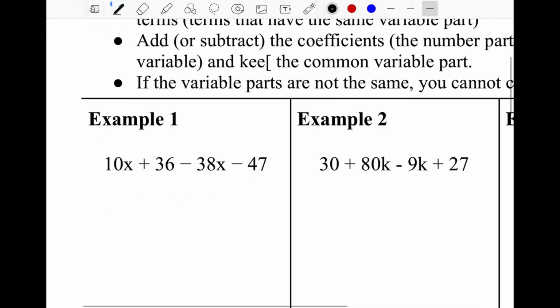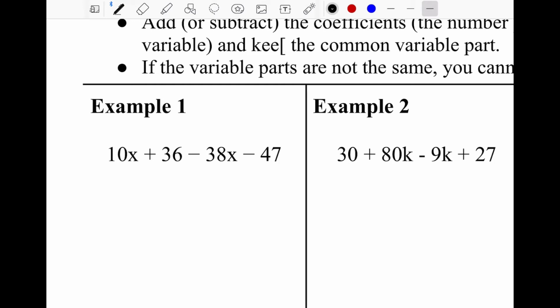The first example tells us that we've got 10x plus 36 minus 38x minus 47. So we're looking to combine like terms. This is an expression. If we're going to combine this expression, we're looking for things that are the same to combine together. Like 10x, we look for something else that has an x attached to it, which is this negative 38x. So we're going to come to the side of the sheet of paper.